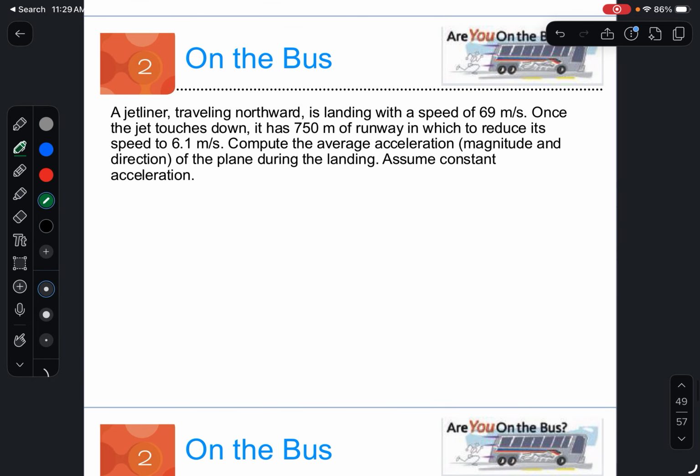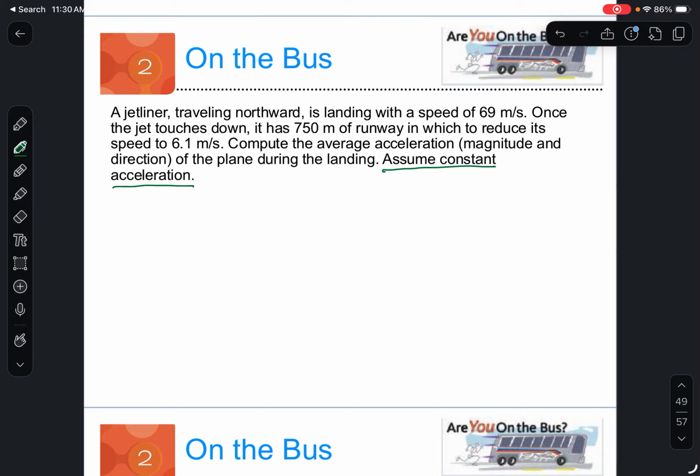Okay, let's do another one. So in this one, we had a jetliner traveling northward, landing with a speed of 69 meters per second. Once the jet touches down, it has 750 meters of runway in which to reduce its speed to 6.1 meters per second. You're asked to compute the average acceleration, magnitude, and direction of the plane during the landing. Notice, assume constant acceleration. So that tells you you're going to be using one of the kinematic equations.